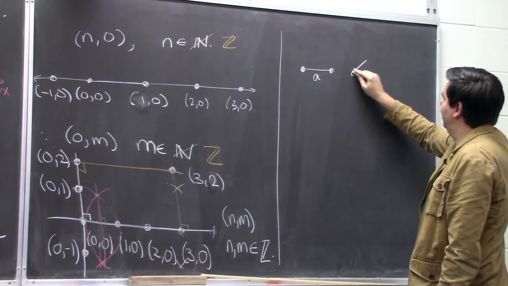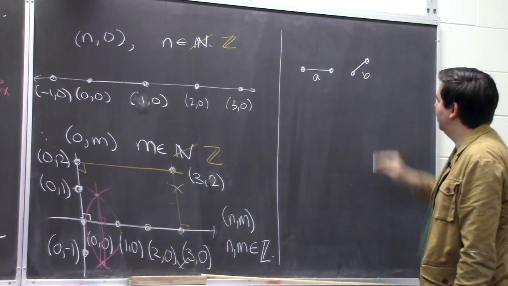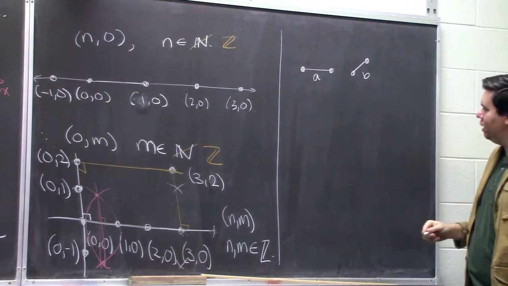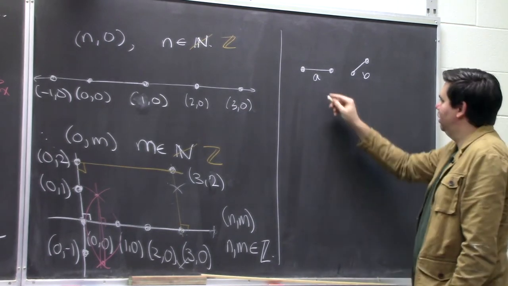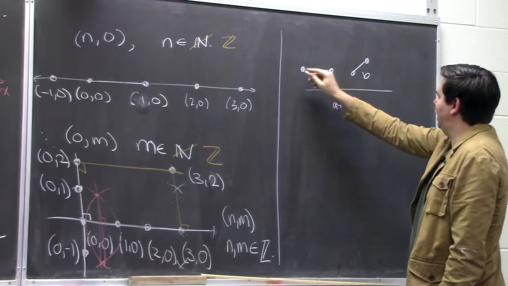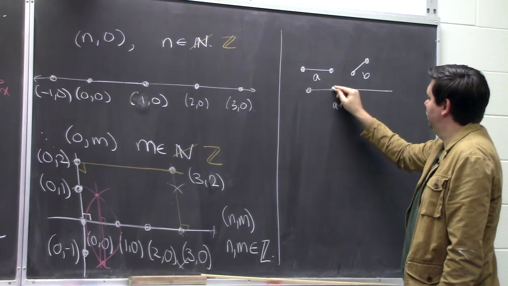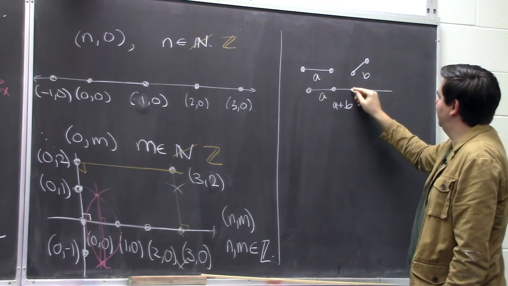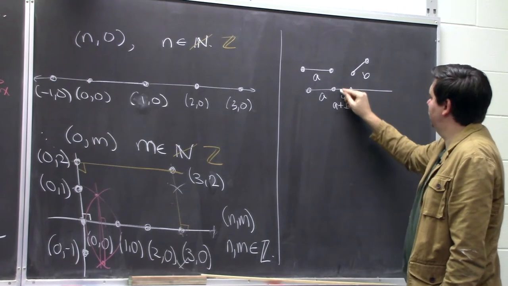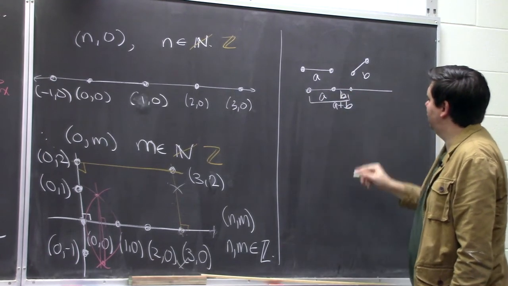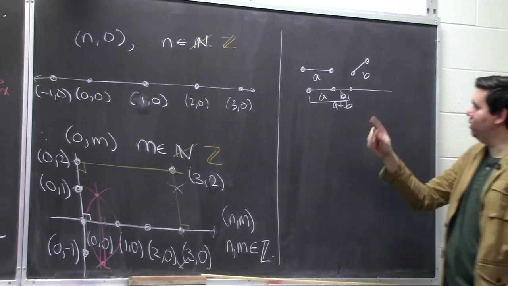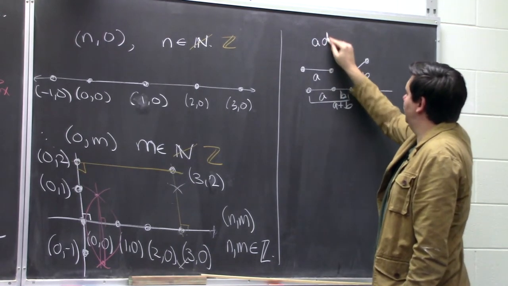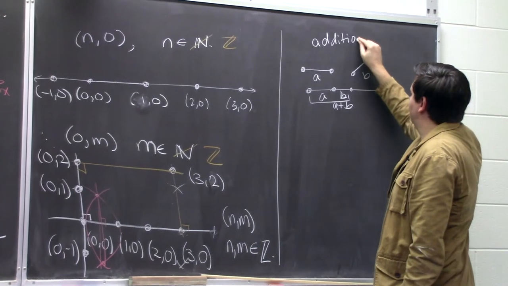And then something of length B. Then we know we can construct something of length A plus B, right? You just take the line, you extend this line on A, and you copy this distance B onto it, and the result is something of length A plus B. Okay, so we can do addition.